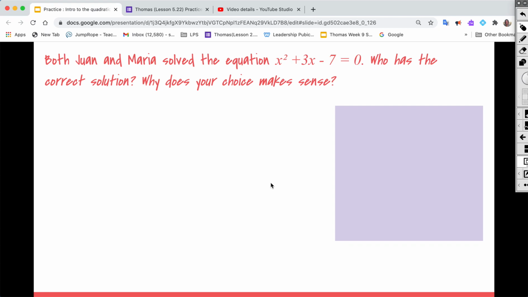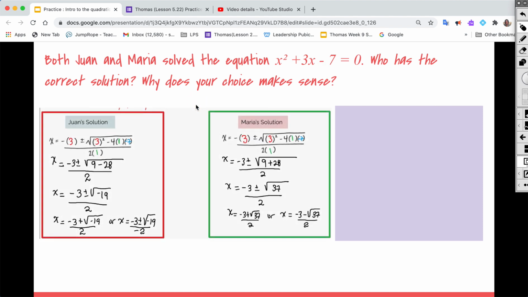All right, so this question said both Juan and Maria solved the equation x squared plus 3x minus 7 is equal to 0. Who has the correct solution and why does their choice make sense? So let's look at their solution.